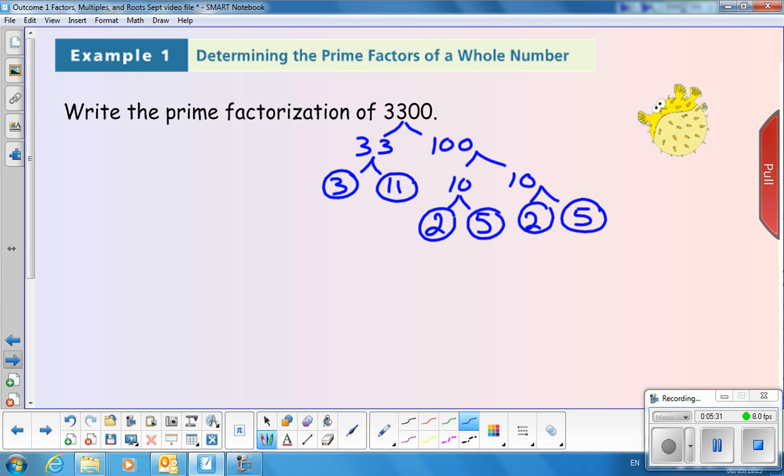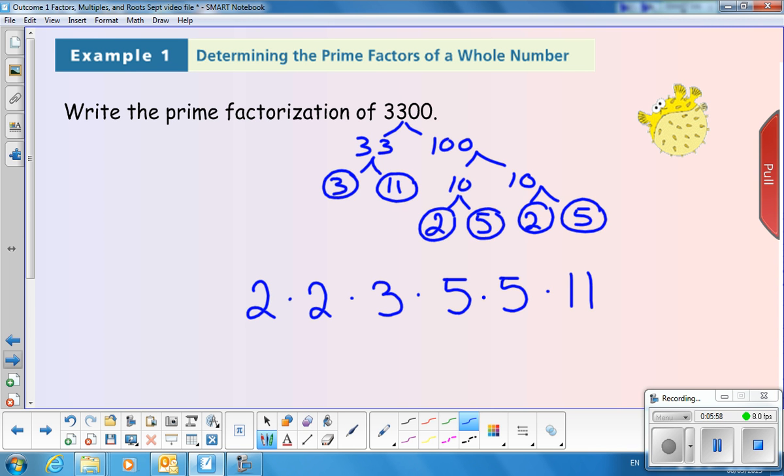And then I'm going to write out my prime factorization by listing the factors. The smallest factor that I have there is 2, and I have 2 of them. I also have a factor of 3. I have 2 factors of 5 and a factor of 11. If we multiply all of those numbers together, we should get back to 3,300. If we don't, it means that we've made an error in our factor tree.